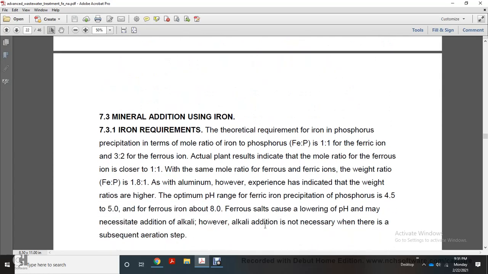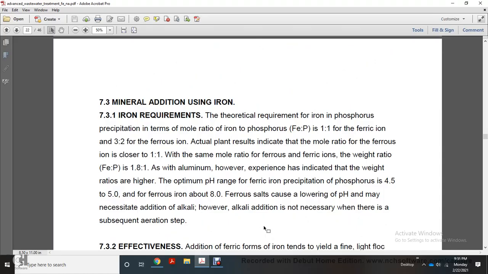Mineral addition using iron. Iron requirements. Theoretical requirement of iron for phosphorus precipitation, in terms of the mole ratio, is 1:1 for ferric iron and 3:2 for ferrous iron. Actual plant results indicate the mole ratio of the ferrous ion is closer to 1:1, the same mole ratio as ferric iron. The weight ratio of the ferric is 1.8 to 1.